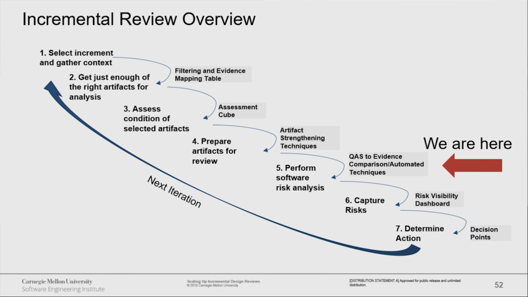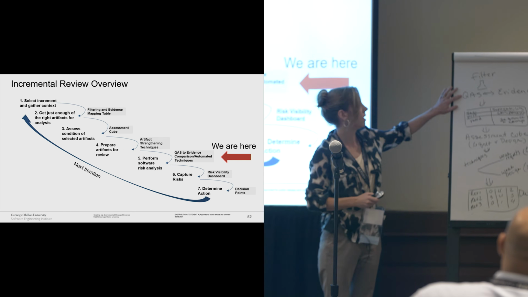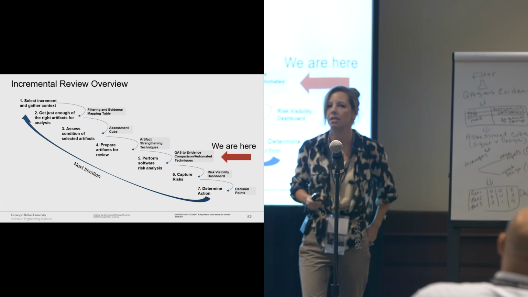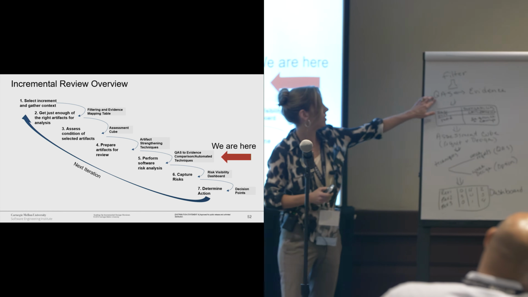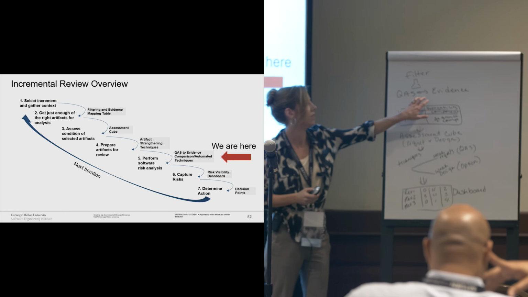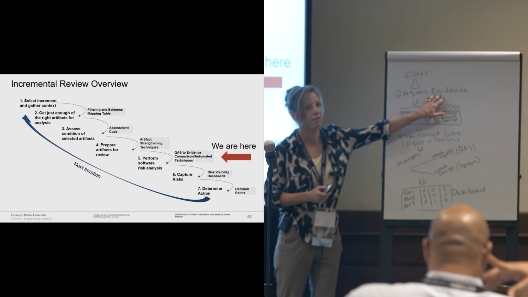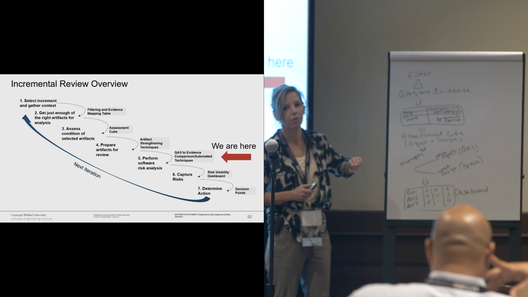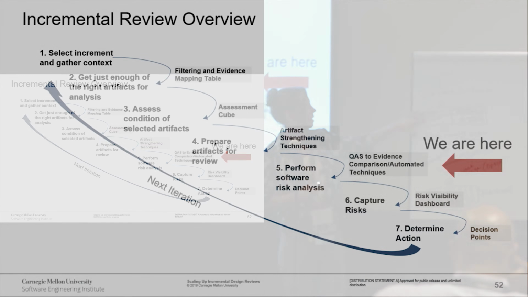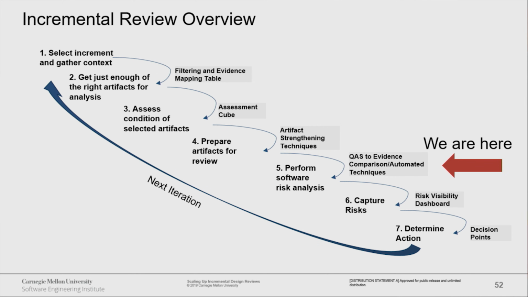The next step is to get just enough of the right artifacts for analysis. This is where the filtering comes in. You've given us all kinds of artifacts, some of them useful, some of them not so useful. But we filter down and make sure we have these 2 pieces, the scenarios and the evidence. So we're looking for the matching diagrams and our code analysis for that. That's what we're laser focused on.